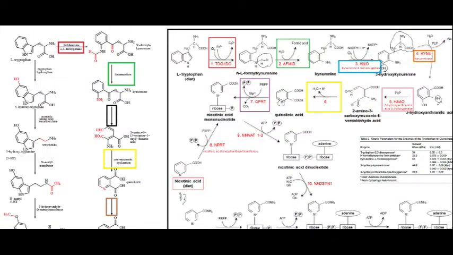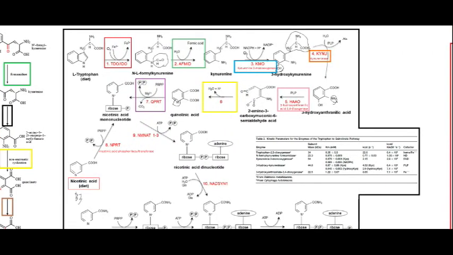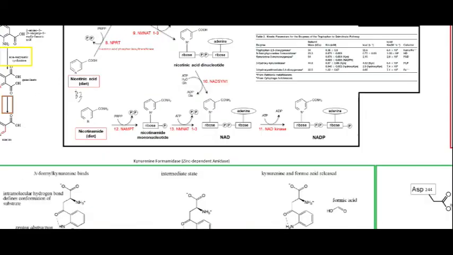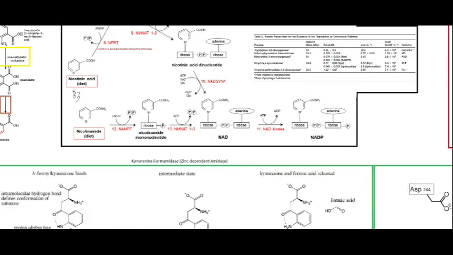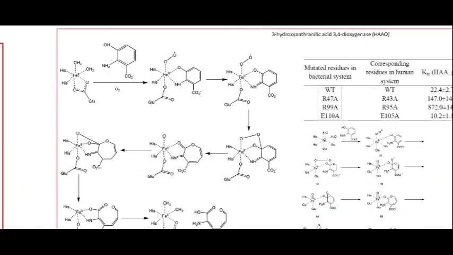And so from there, that was our Kynureninase. And now we end up with this 3-hydroxyanthranilic acid. And the next step is this ring opening that's done with the 3-hydroxyanthranilic acid 3,4-dioxygenase. And so that mechanism I have over here.